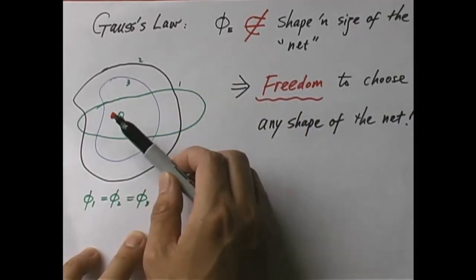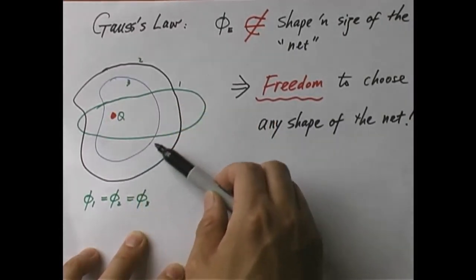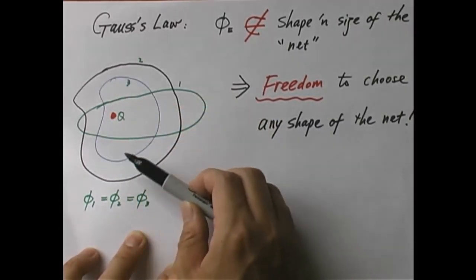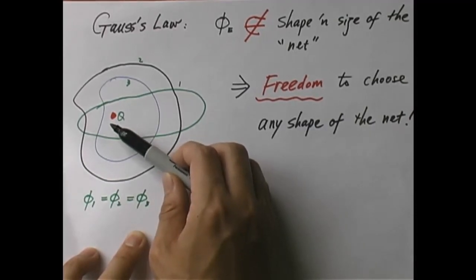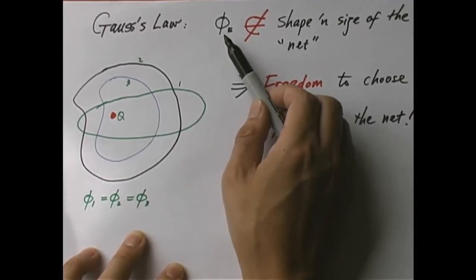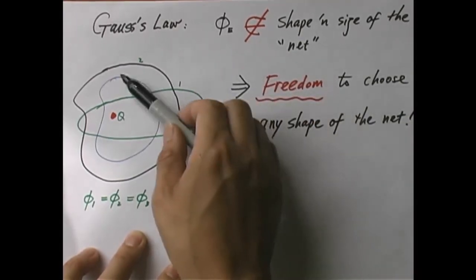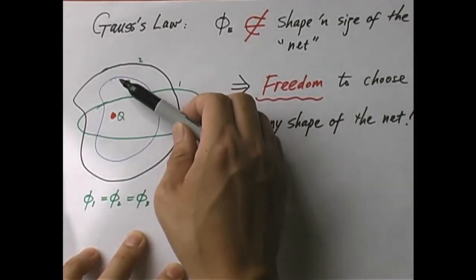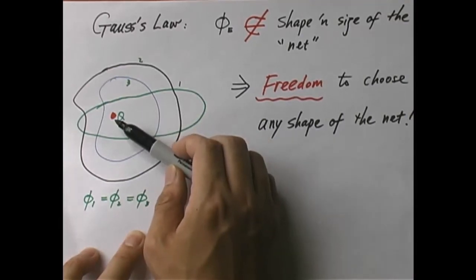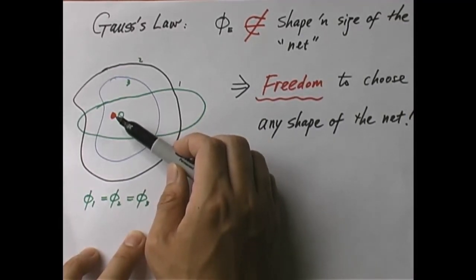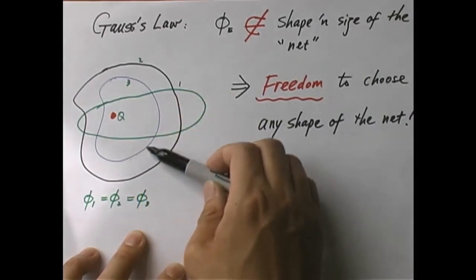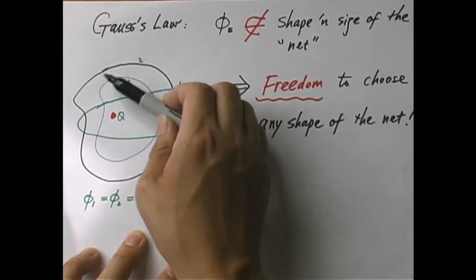In other words, we can choose whatever shape of this surface we like, as long as it encloses the same charge. We are going to obtain the same amount of electric flux. Now, why is this important? Because this allows us to choose whatever shape of the net we want. And if we have a spherical symmetry, for example, then we might as well choose this particular net in the shape of what? A sphere, right?